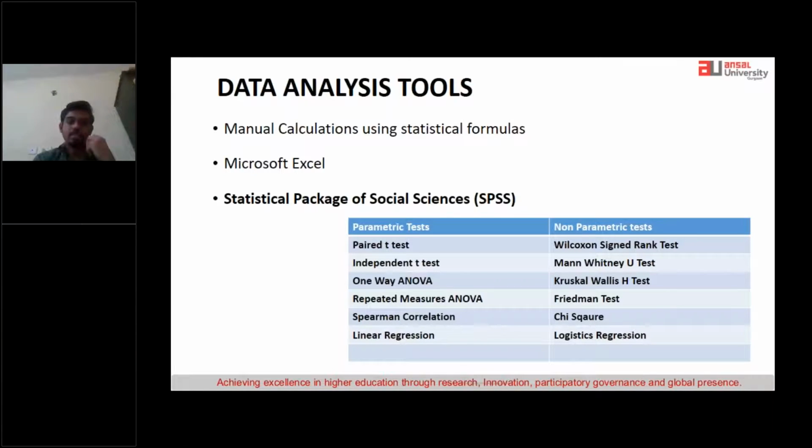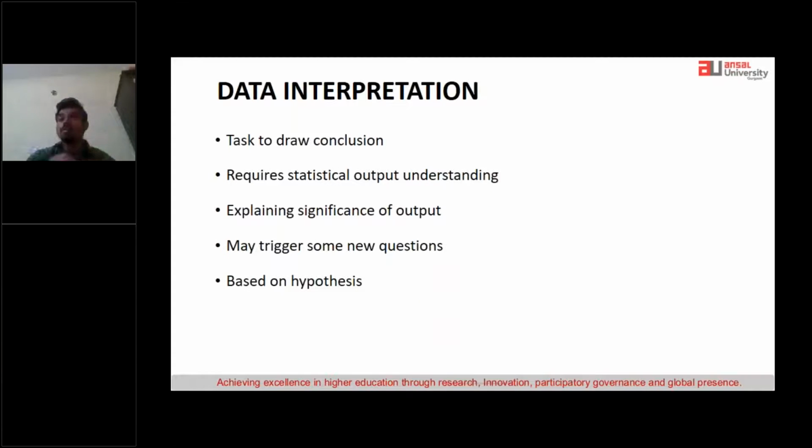After the data analysis is done, you need to interpret your data. You have just done the data analysis, you are done with that, you have some output with you, so you should also know what you will interpret out of that.